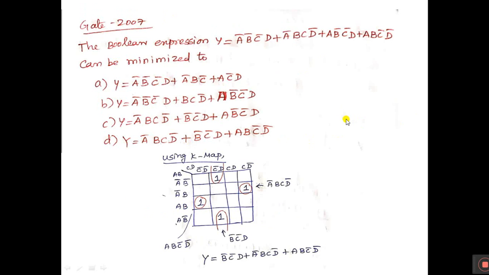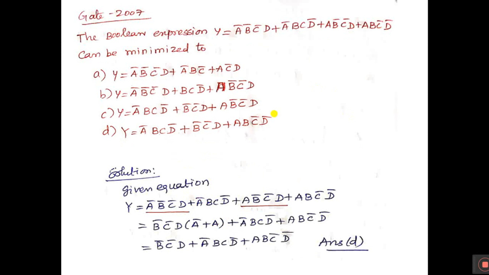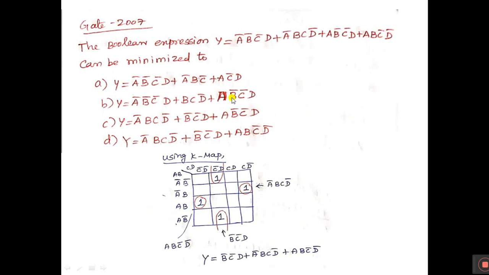The same question I solved using K-map. The previous case is based on direct reduction. The second one, same question I solved using K-map. So the given question I write in a K-map of 4 cross 4 because 4 variables are given: A, B, C, D. So if I take A bar, B bar, C bar, D, here A bar, B bar, C bar, D.